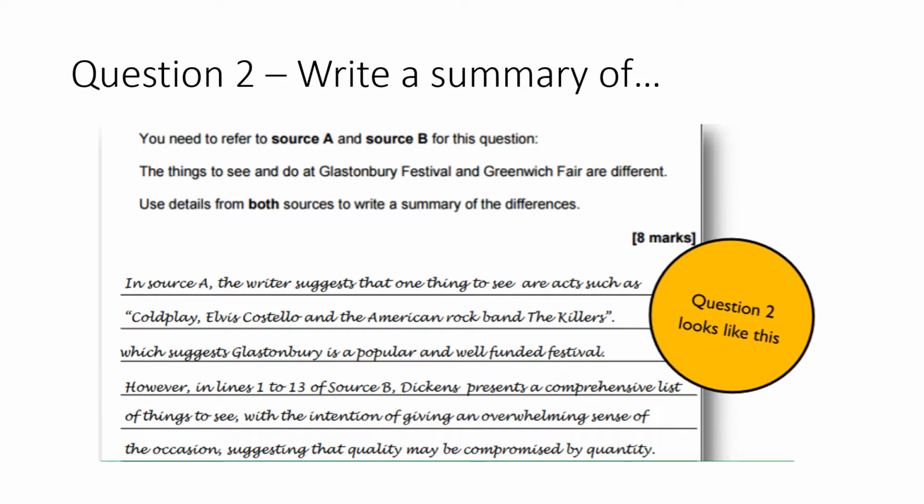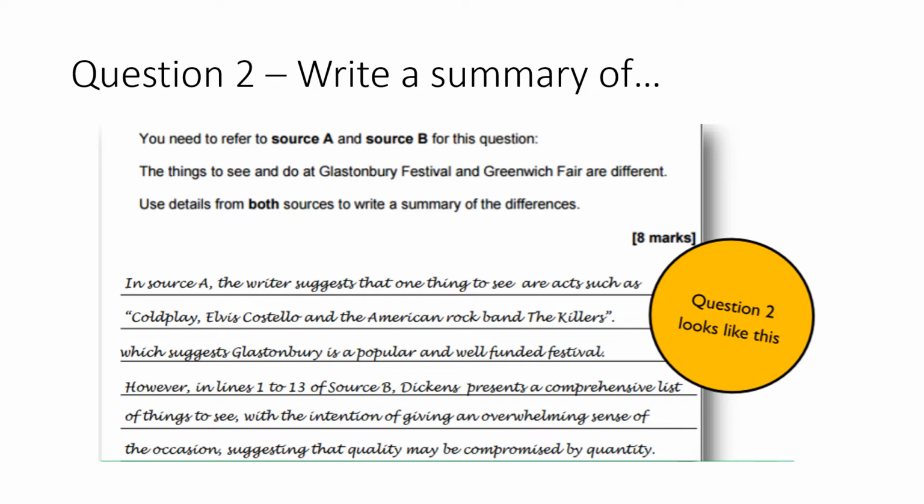Okay, so again, I will skip over question 1 because that's something that I can't really go over. It's just about your information finding skills within the extract from the source. Okay, so on question 2, write a summary of. So if we look at what the question will ask, you need to refer to source A and source B for this question. The things to see and do at Glastonbury Festival and Greenwich Fair are different. Use details from both sources to write a summary of the differences.